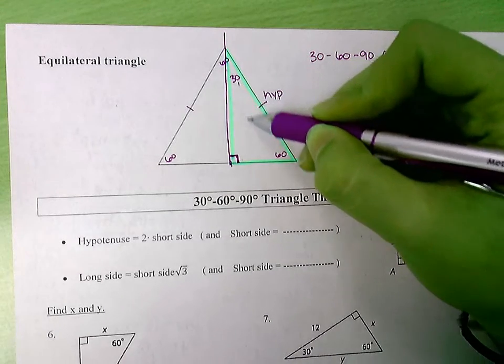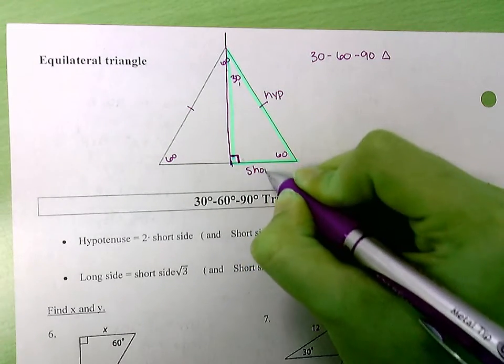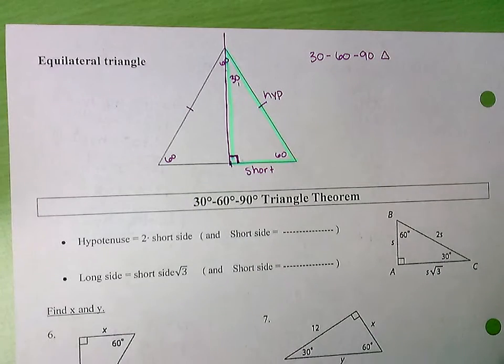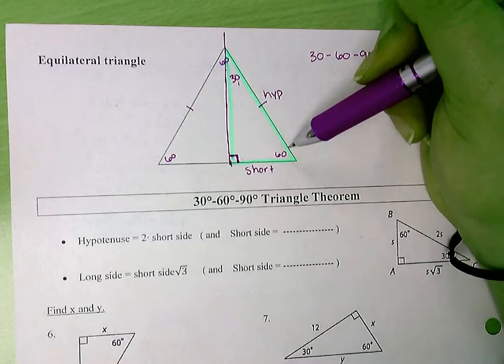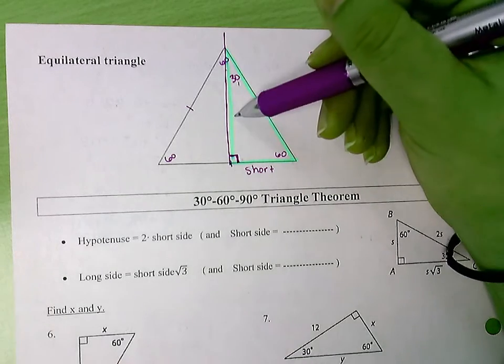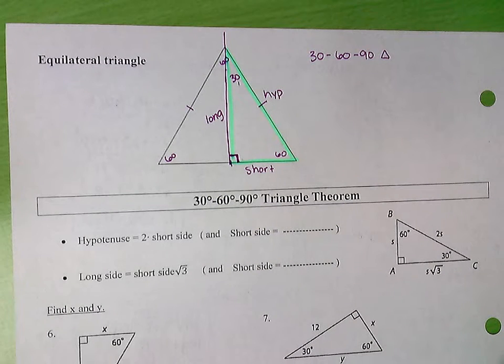So if I go from 30 to that next opposite side there, that's going to be your short side. Opposite from your 60-degree angle to the other side will be the long side. And yes, I know the hypotenuse is longer than that side, but the hypotenuse is called the hypotenuse. So we're calling that other side the longer side of the two legs. Okay? That's why it's called the long side. All right.